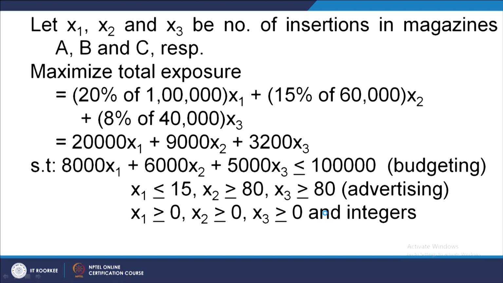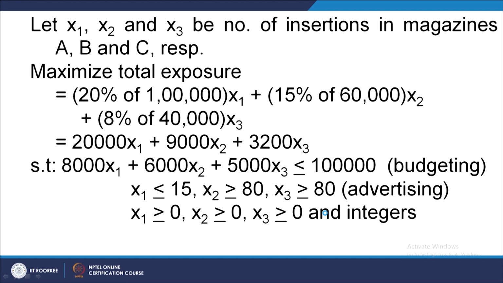And the constraints for each of the conditions, that is the budgeting constraint, because the budget is given to be 1 lakh. So, therefore, the budgeting constraint can be written as 8,000 x1 plus 6,000 x2 plus 5,000 x3, which should be less than or equal to 1 lakh. And similarly, the advertising constraint says that the first magazine should have not more than 15 advertisements. So, therefore, x1 should be less than or equal to 15.